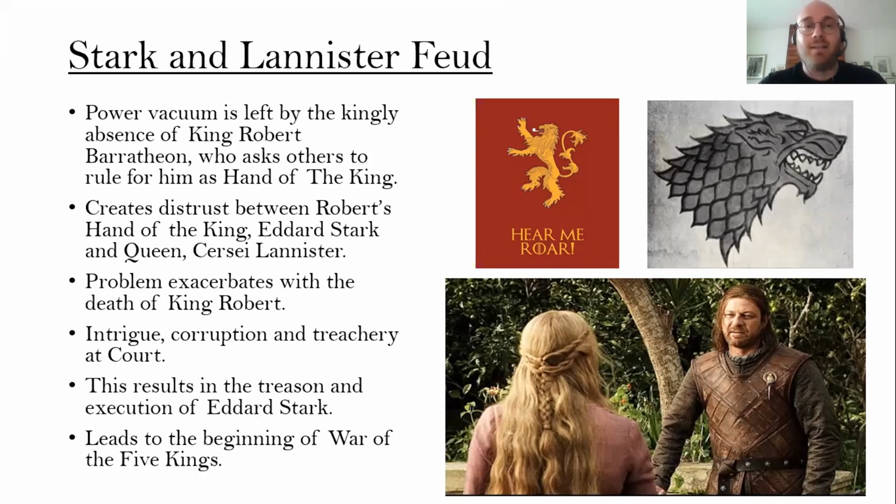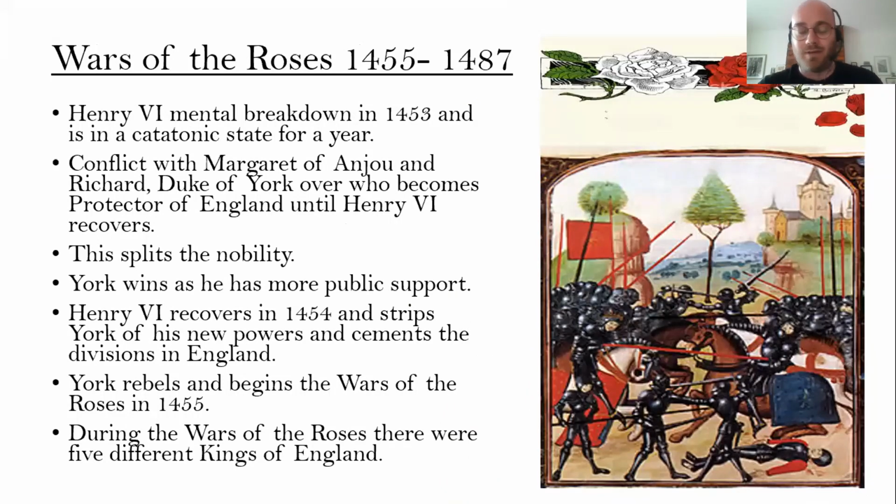Now, I think this is completely based off the beginning of the Wars of the Roses. So the Wars of the Roses started in 1455 and ended in 1487. But the Wars of the Roses really started because Henry VI, who was king at the start of the Wars of the Roses, had a complete mental breakdown in 1453, and was in a catatonic state for a whole year. So for a whole year, he didn't speak to anyone. He couldn't rule. And this creates a power vacuum of what happens when the king cannot fulfill the kingly duties of ruling the country. And who fills that power vacuum?